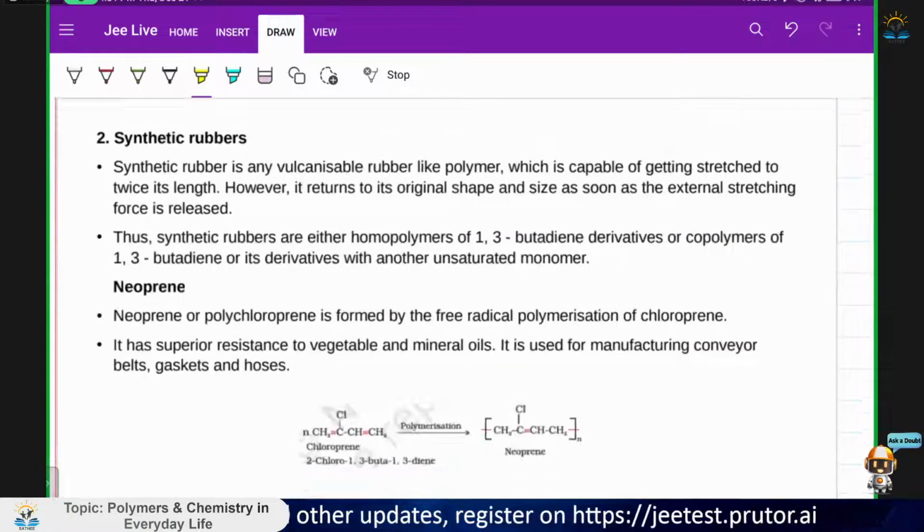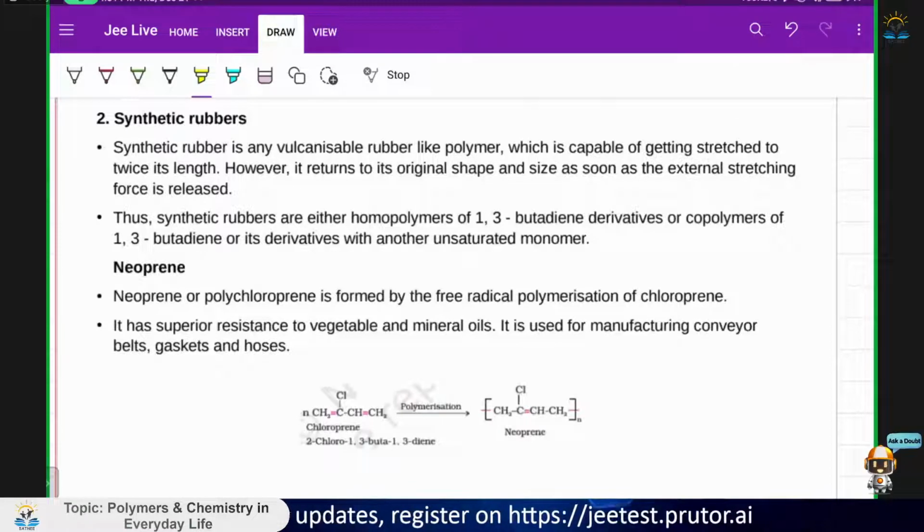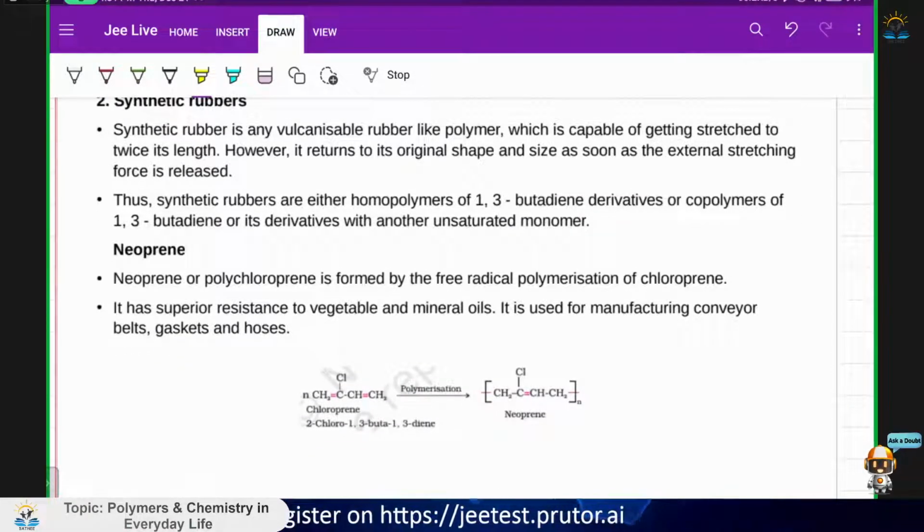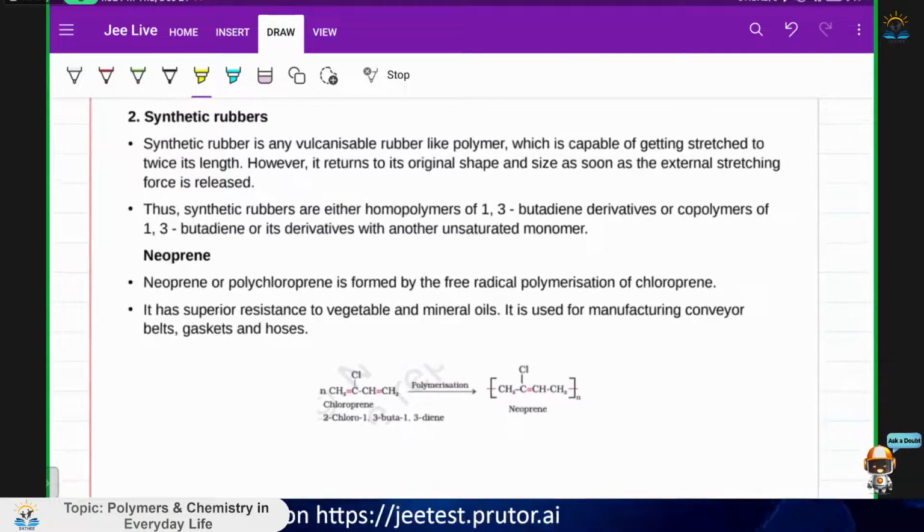Now we'll talk about synthetic rubbers. We already discussed the formation of Buna-S, which is a synthetic rubber. Synthetic rubber is any vulcanizable rubber-like polymer which is capable of getting stretched to twice its length. However, it returns to its original shape and size as soon as the external stretching force is released.